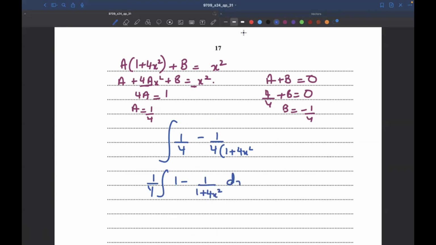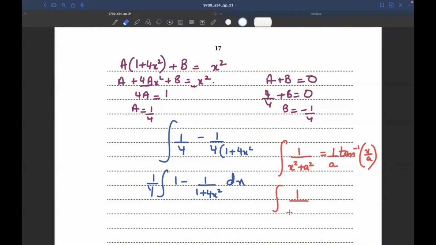Now to integrate 1 upon 1 plus 4x squared, we'll apply this integration where if we have a function of the form 1 upon x squared plus a squared, that can be written as 1 upon a tan inverse of x upon a, and this is given in our formula sheet as well. So we have 4x squared plus 1 in this case, so we'll take 4 common as we need the coefficient of x squared as 1. We'll get x squared plus 1 upon 4, which can be written as x squared plus 1 upon 2 whole squared.